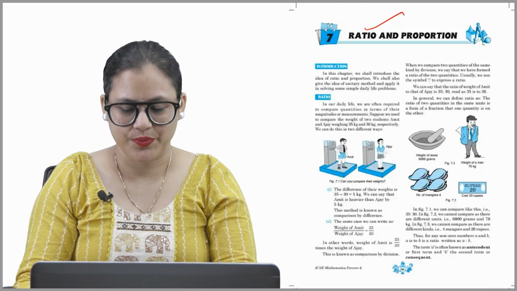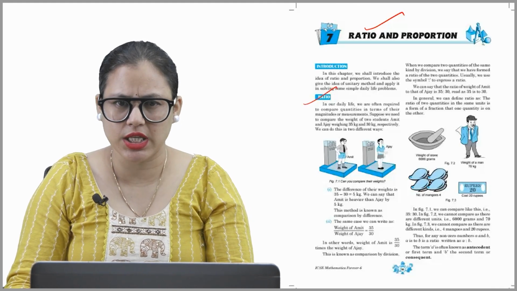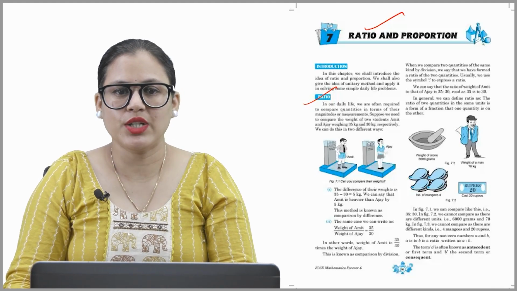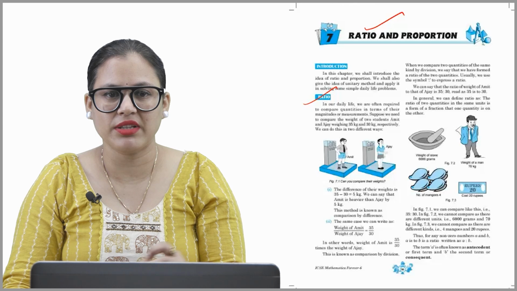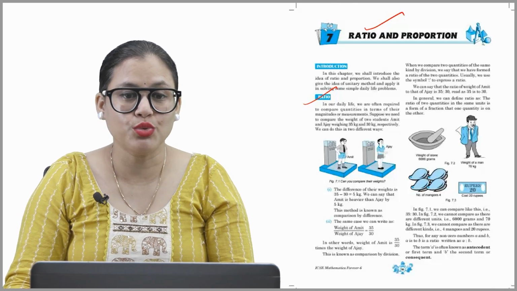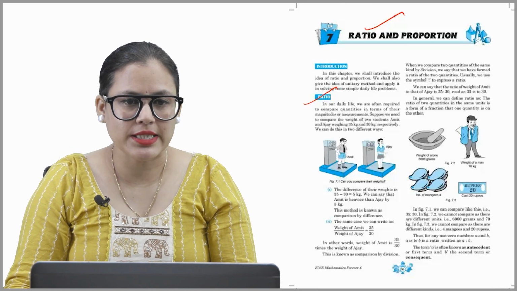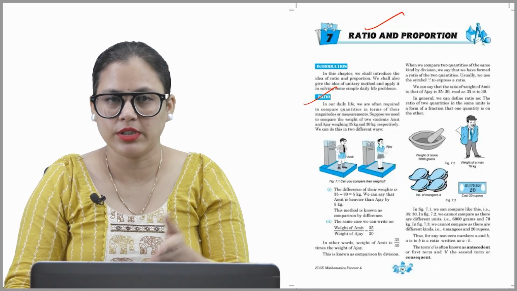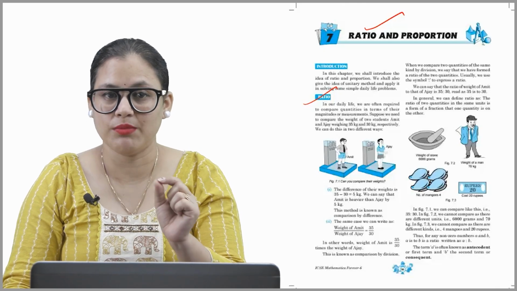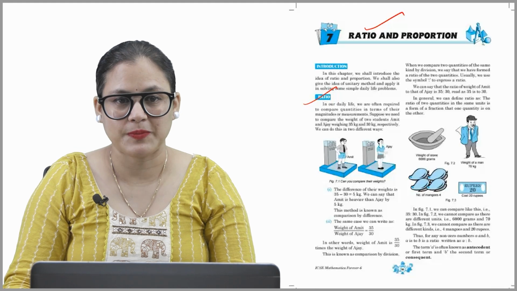Okay, ratio. In our daily life, we are often required to compare quantities in terms of their magnitude or measurements. Suppose we need to compare the weight of two students, Amit and Ajay, weighing 35 kg and 30 kg respectively. We can do this in two different ways. Number one, the difference of their weight is 5 kg, 35 minus 30. So we can say that Amit is heavier than Ajay by 5 kg. This method is known as comparison by difference.